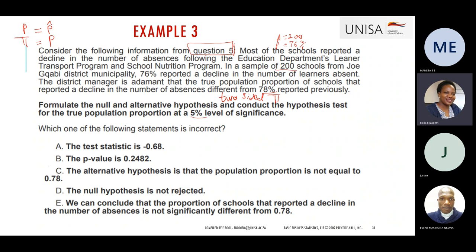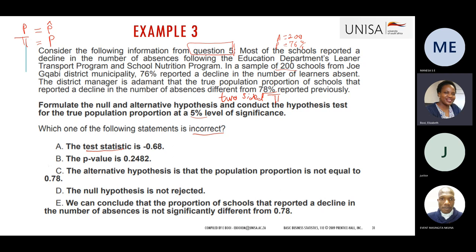So, you know the six steps. I'm not going to go through all the six steps because we ran out of time, but this is the two-sided test. And since it's the two-sided test, we should be able to use that information to answer some of these questions. On this question, we're looking for the incorrect statement. We need to calculate the test statistic. That is question number one.